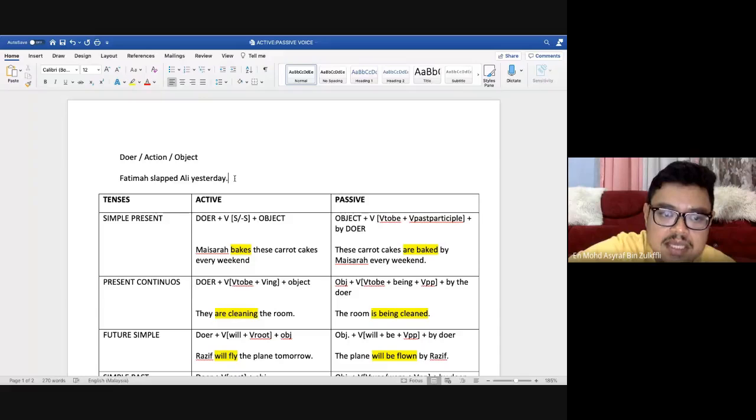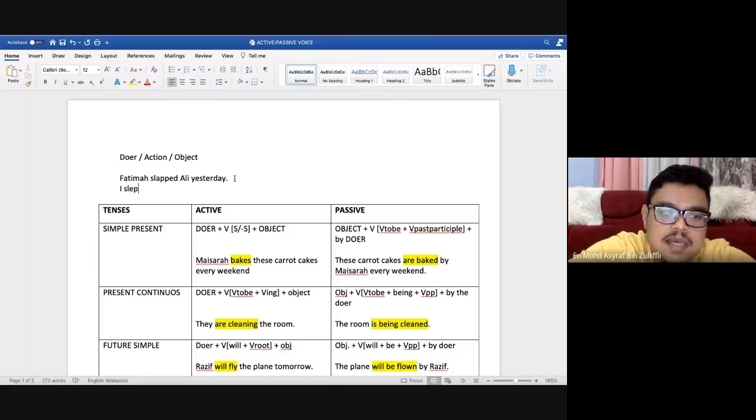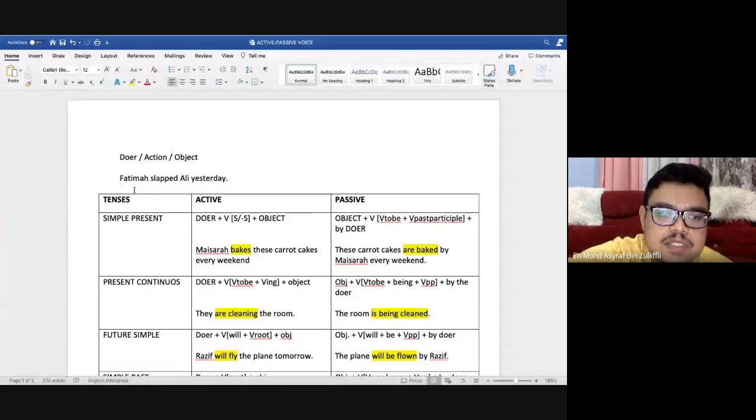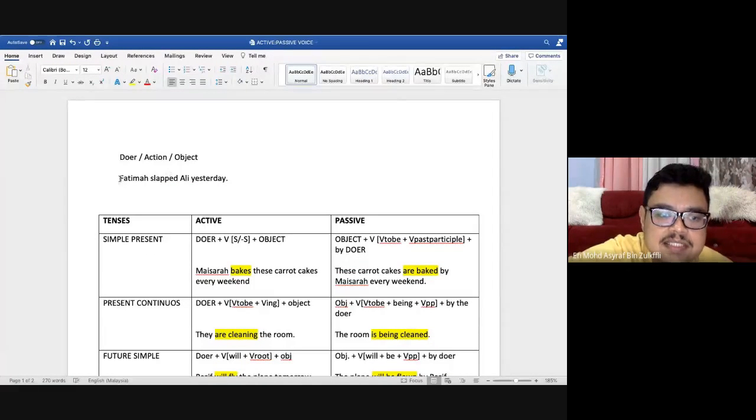In some sentences, like "I slept in my room last night," there is no object, because I, the doer, slept, the action, but "in my room" is not the object. Why? Because it is not affected by the action of slept, as opposed to Ali, who is directly affected by the action. So for a sentence with no object, we cannot form the passive sentence. Understand that part. So this is an active sentence.